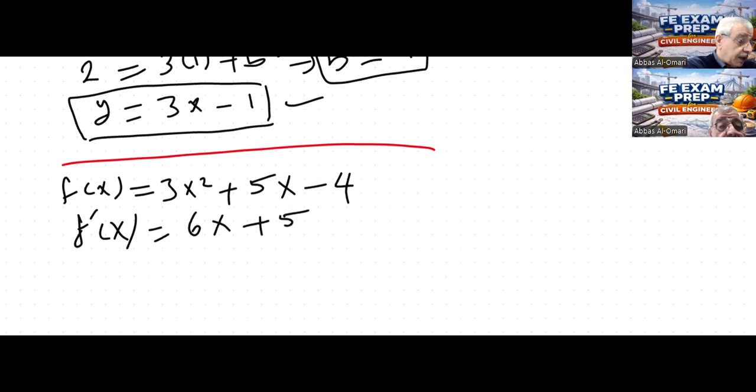So this is the derivative of this function.